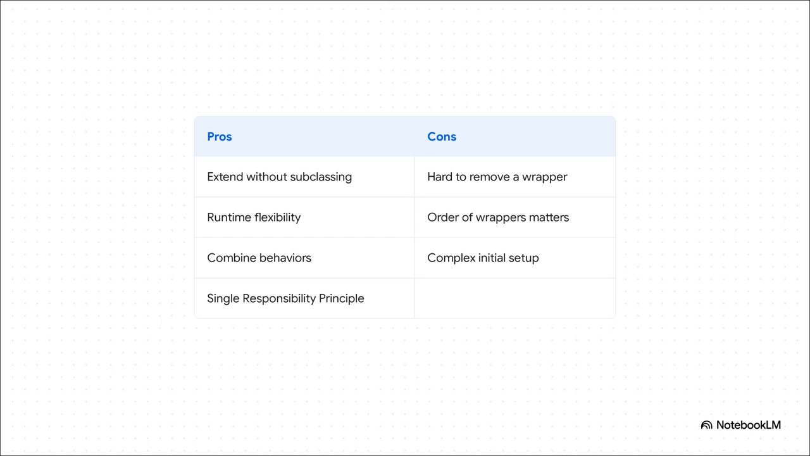On the plus side, you get that amazing runtime flexibility, you can combine behaviors easily, and you avoid a messy inheritance tree. Each little decorator does one job, which is fantastic for keeping your code clean. But there are trade-offs. The order you stack your wrappers in can really matter. Getting a specific wrapper out from the middle of the stack can be tricky, and having all these little objects can sometimes make the initial setup a little more complex to look at.